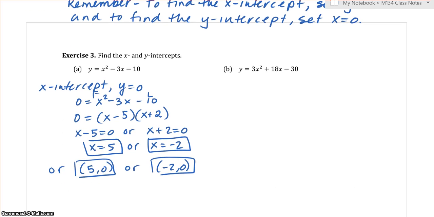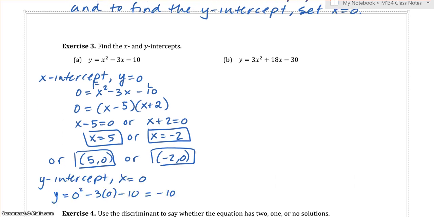So now let's do the y-intercept. You know the y-intercept is when x is 0, so I'm going to take my equation and plug in x is 0. Everywhere there is an x, I'm going to plug in a 0, and I get -10. Or you can write this as the point (0, -10).